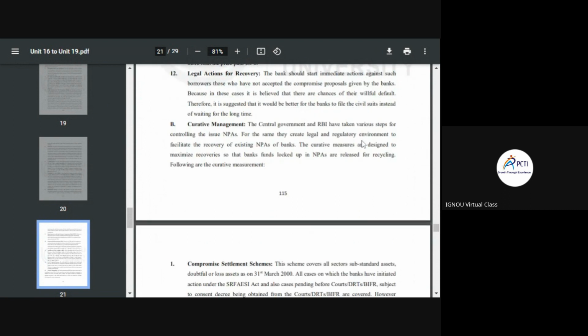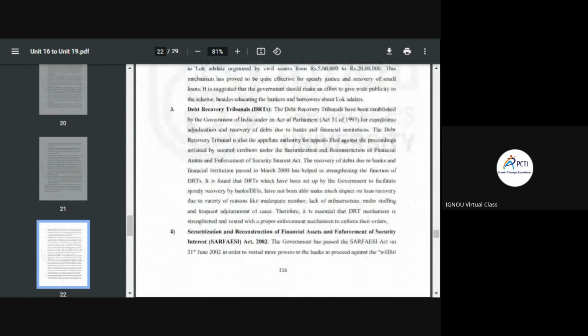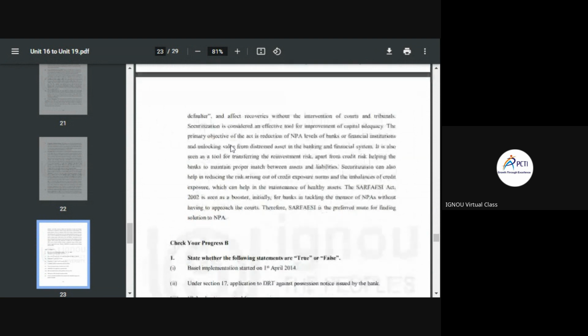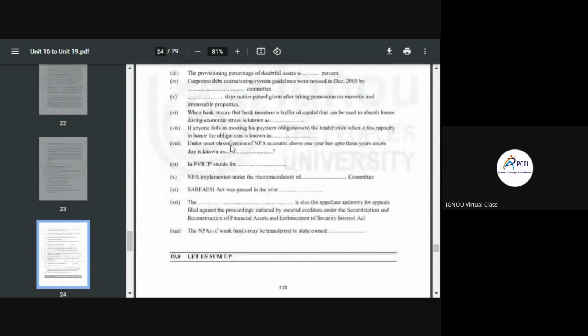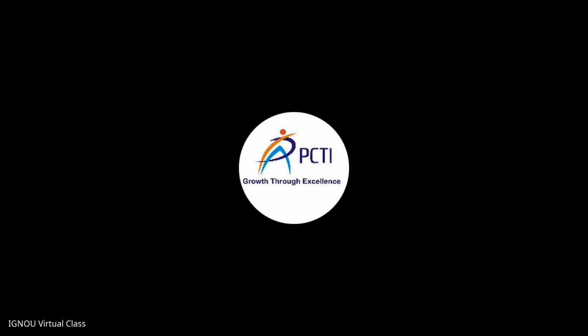Then we have the curative management. It consists of compromise settlement scheme, lok adalats, debt recovery tribunals. Then we have the SARFAESI Act, that will be also the full form of SARFAESI Act 2002: Securitization and Reconstruction of Financial Assets and Enforcement of Security Interest Act. So basically these are the terms we need to know about this particular thing.